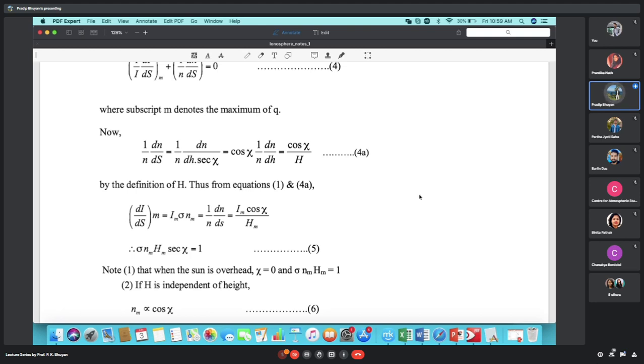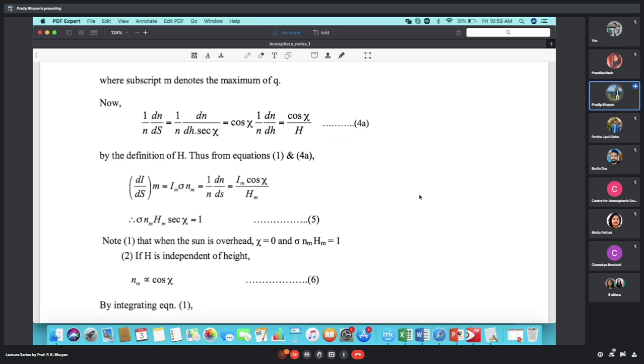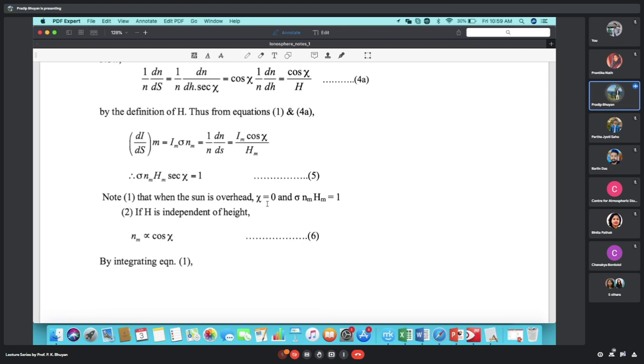Now, when the sun is overhead, as we have seen from that figure, chi is equal to 0. Zenith angle is equal to 0. So sigma nm hm is equal to 1, since secant chi is equal to 1 for chi equal to 0. If h is independent of height, if we assume that m, the mass of the gas, is constant throughout this altitude, then h becomes a constant. Sigma is also a constant. So Nm is proportional to 1 by secant chi, that is cos of chi. Nm, the number of molecules or atoms at that particular height of maximum ionization, is proportional to the cos of the zenith angle.